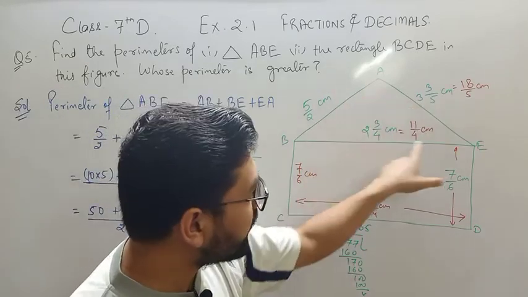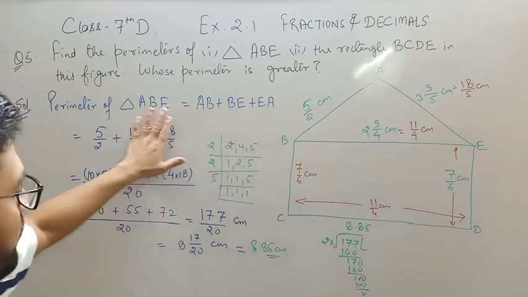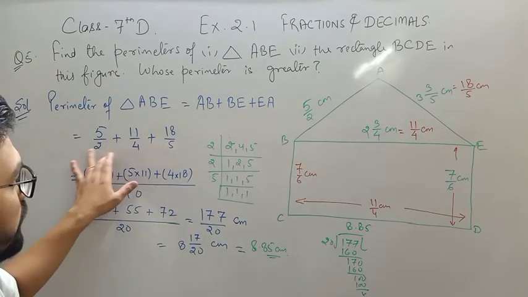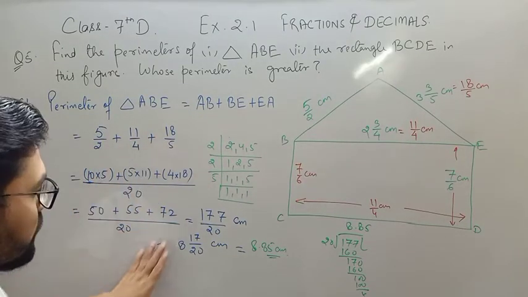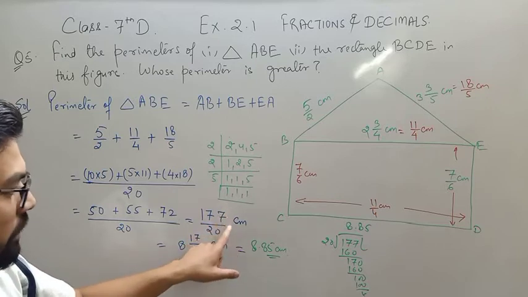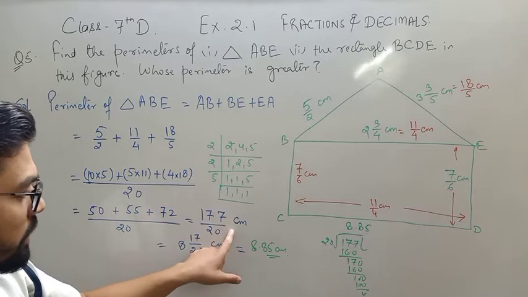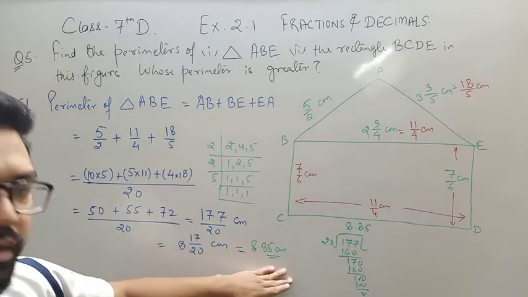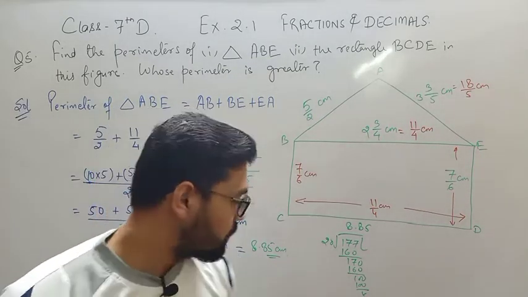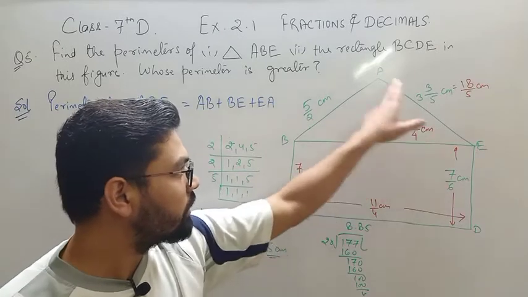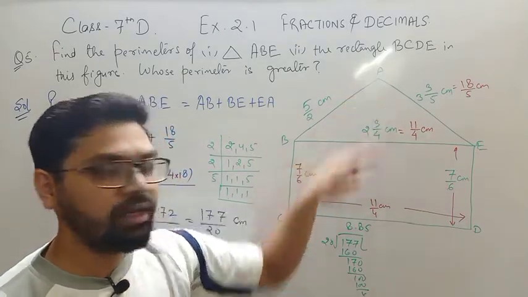Then you just need to add these three values and you will get the perimeter. You just need to take the LCM of the denominators, 2, 4, 5, and simplify. One form of representation is the simplest form, another is the mixed form, or the decimal form. So 8.85 is the total length of AB plus BE and EA.